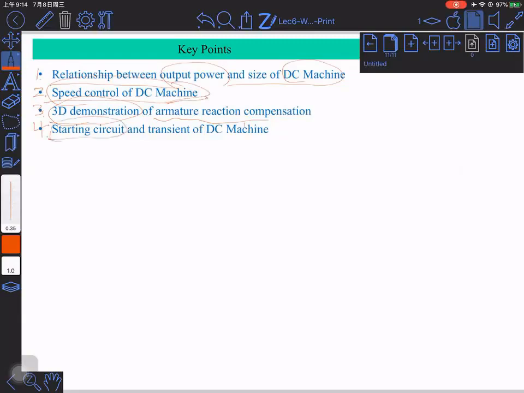Starting circuit. Most of the DC machines we mentioned have very small armature resistance to improve the efficiency, because I squared R loss has to be reduced. Therefore, the starting current will be very high. So we put an adjustable resistance in series with the armature circuit at the starting point, and then eventually we gradually cut off this added adjustable resistor.